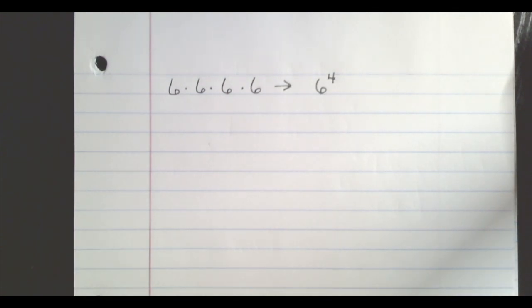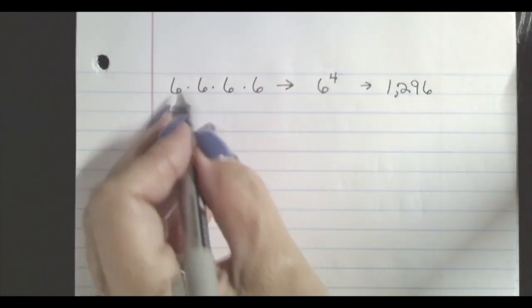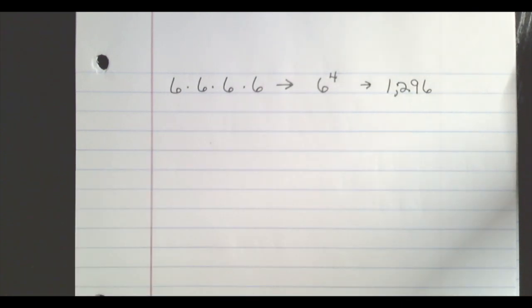If I ask you to write that in standard form, then that means you are evaluating that. So 6 times 6 times 6 times 6. And that would give you 1,296. 6 times 6 is 36. 6 times 6 is 36. When I multiply those together, I would get 1,296.